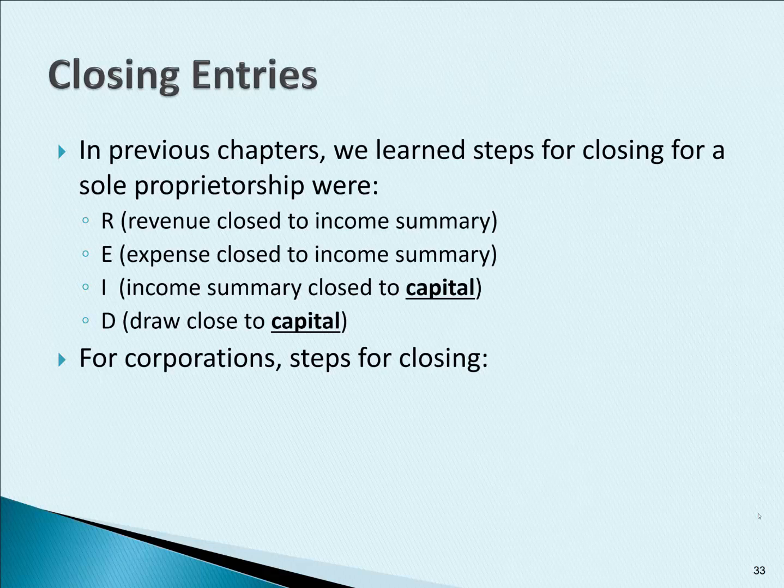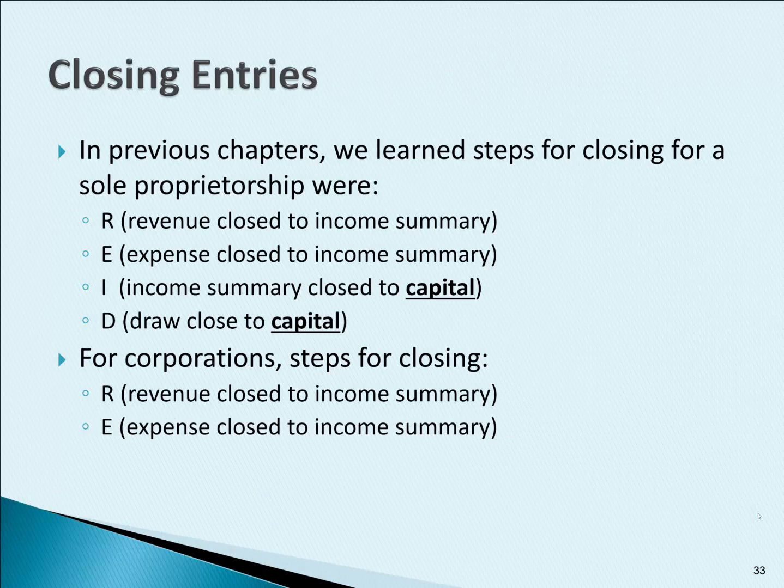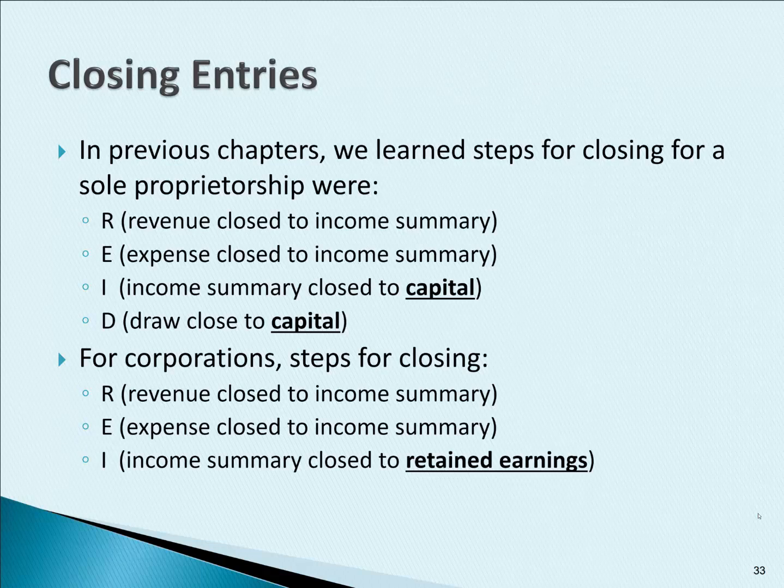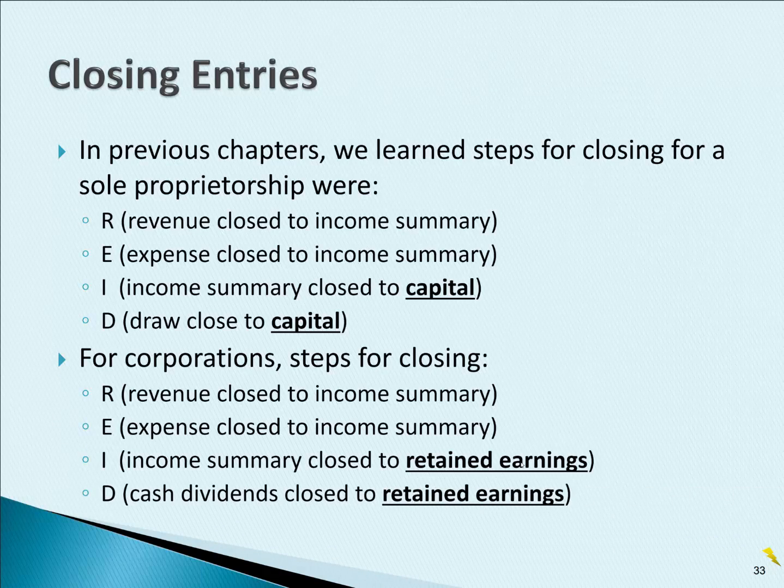For corporations, the steps are also REID, and they're very similar, but not exactly the same because we don't have a capital account in a corporation. So R stands for revenue. We're going to close that to income summary. E, expenses. We're going to close that to income summary. And then income summary is going to be closed to retained earnings because remember, retained earnings is where we keep our retained profits. In other words, our retained net income. So income summary is going to be closed to retained earnings. And then we're going to close the cash dividends to retained earnings. So cash dividends will eventually make retained earnings go down.